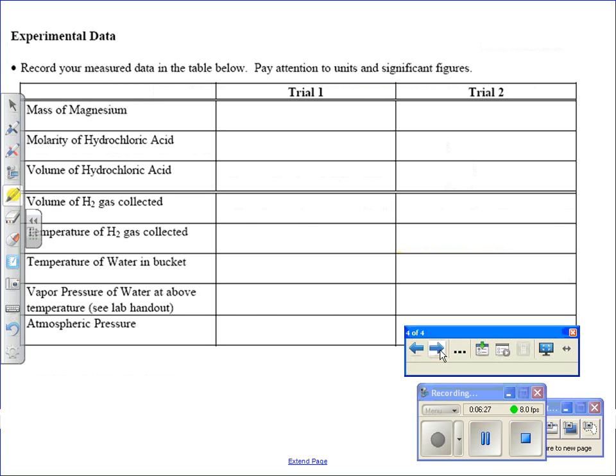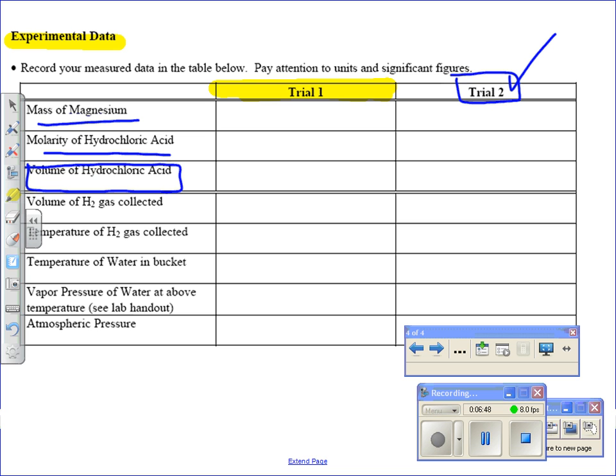Finally, data. We are only going to do one trial in the lab tomorrow because there's not enough time to do two. But from another lab group in class, you're going to get their data. That'll count as trial 2. Key data points you have to get are mass, molarity off the side of the bottle, and volume. You will measure the volume of the hydrochloric acid from your graduated cylinder. Volume of the H2 gas collected is a key data point.